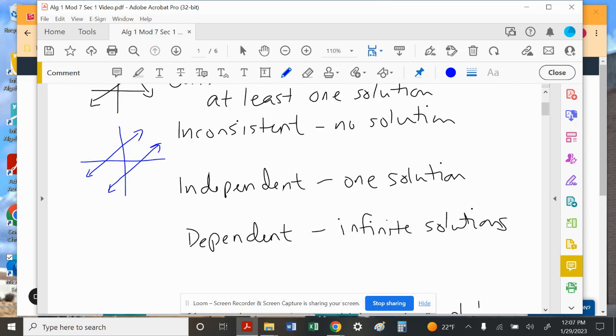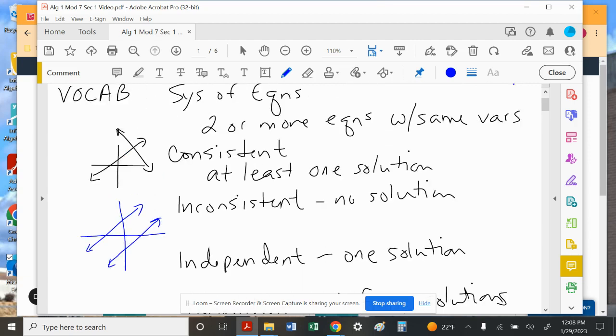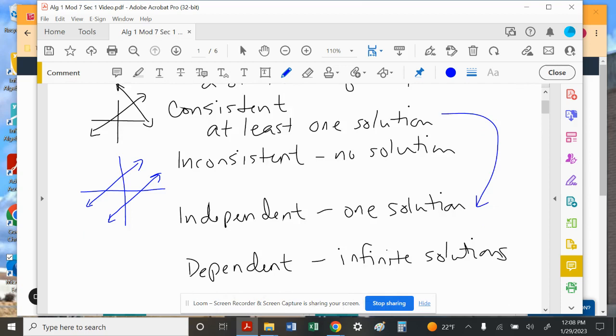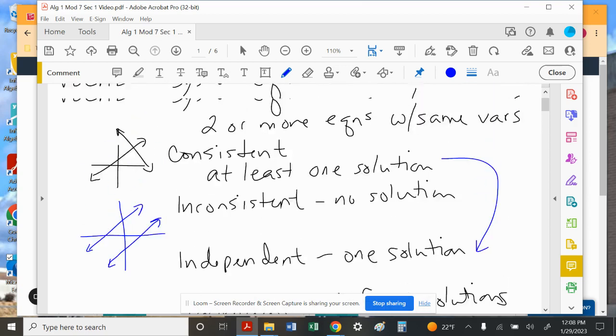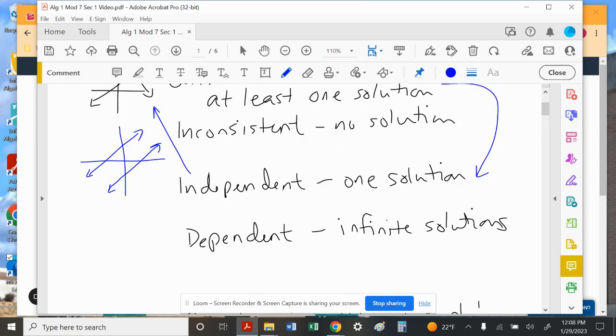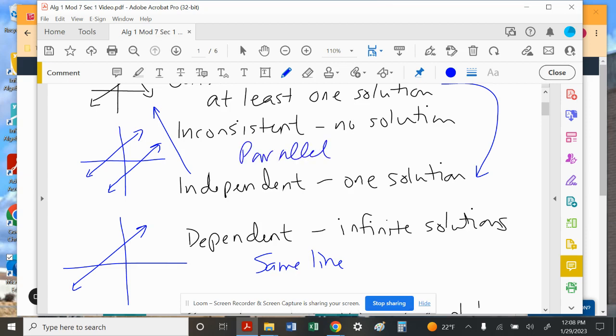And then they can either be independent or dependent. Now, only consistent systems can be independent or dependent. Independent means that they have one solution, like this example up here. And dependent means that if we were to draw a line over that line again, that would mean that we have an infinite number of solutions because they are the same line. So inconsistent are parallel, and dependent are consistent and they're dependent. Lines that cross one time are consistent and independent.